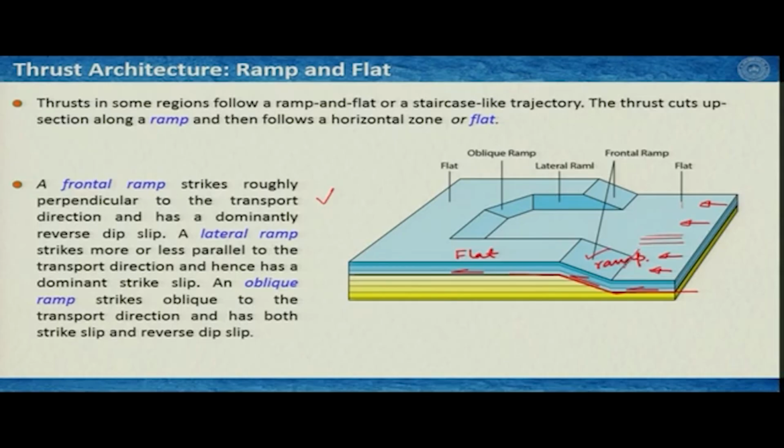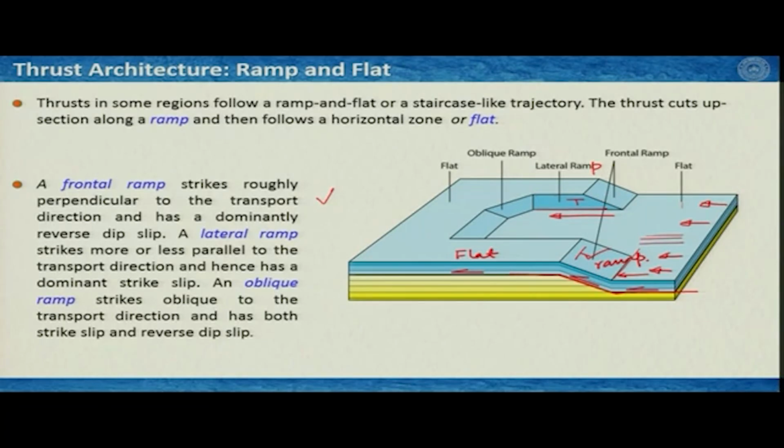So, this is the transport direction, and this is striking almost perpendicular to the propagation direction. So this we call a frontal ramp. Then you can have a lateral ramp, which is this one. So there should be a lateral ramp that strikes more or less parallel to the propagation direction. So this is the propagation direction, and the strike of this lateral ramp is almost parallel to the propagation direction, and this is known as a lateral ramp. And the movement along the lateral ramp is interestingly not thrust, but it is mostly a strike-slip fault.